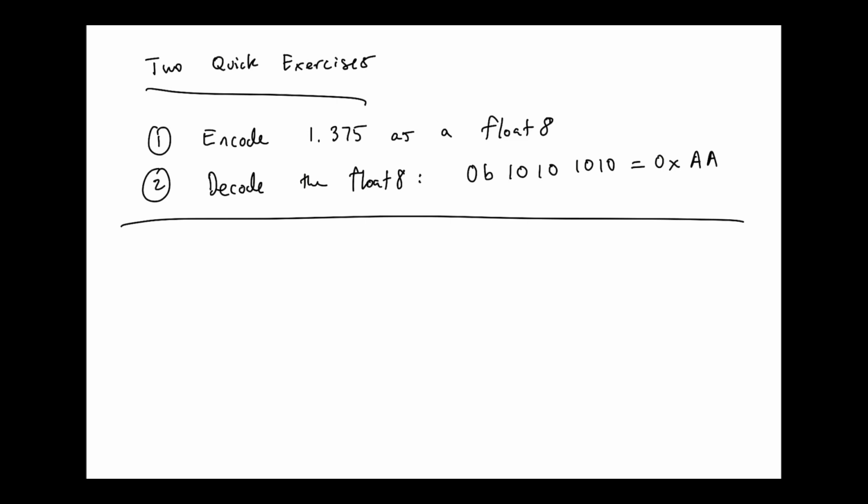And then to go the other direction, let's take the number 10101010. It's kind of an interesting looking pattern, or in hex it would be AA. Take that and decode it, assuming that it's a float 8 to begin with. We'll do both directions, and should put on the Jeopardy music. So take a couple minutes and work these out, and let's see what you get.